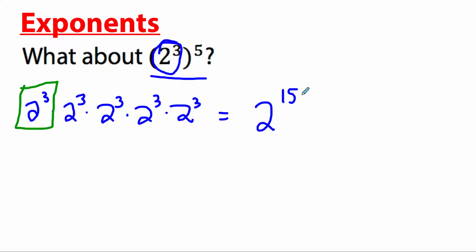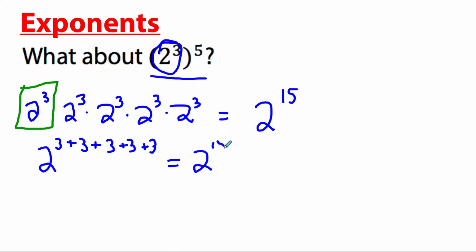And remember, exponents are just the notation for repeated multiplication. If you actually did this as the product rule, this would be 2 raised to the 3 plus 3 plus 3, 5 times. And 3 plus 3 plus 3 plus 3 plus 3 is, of course, 15.